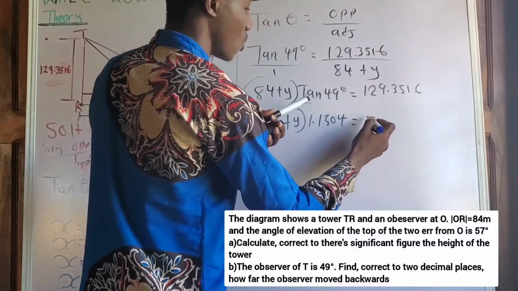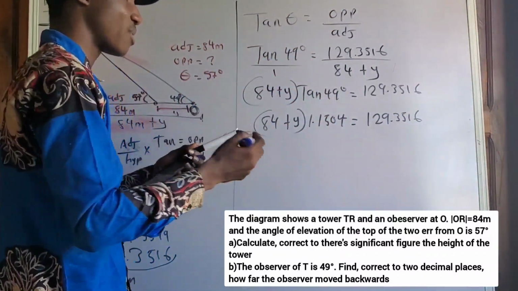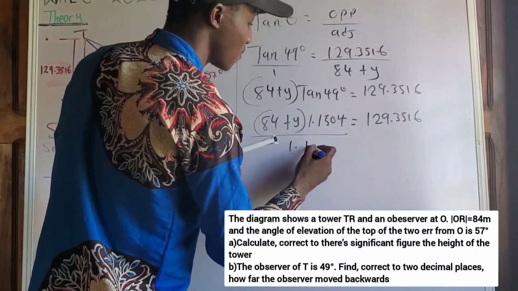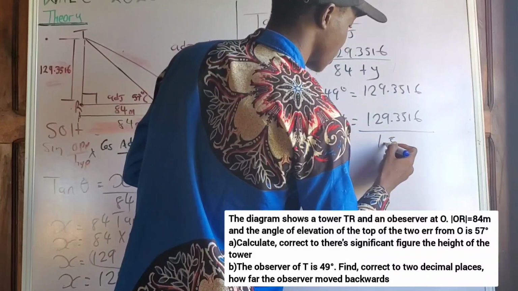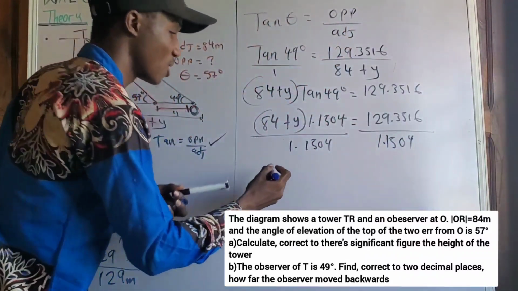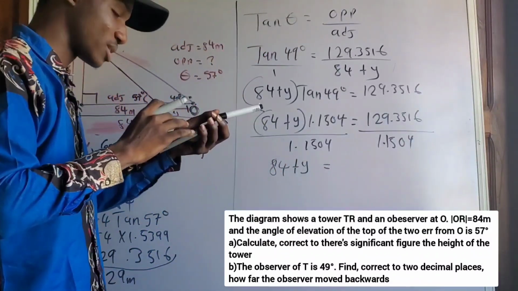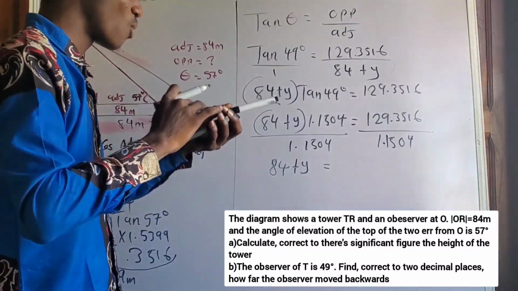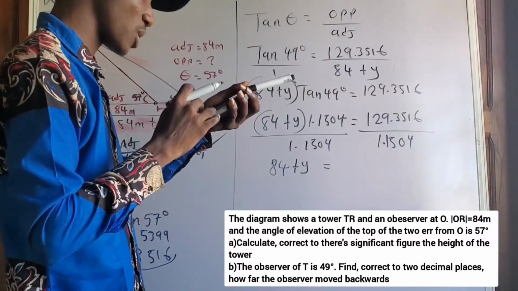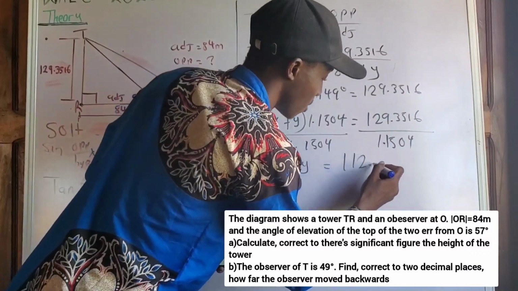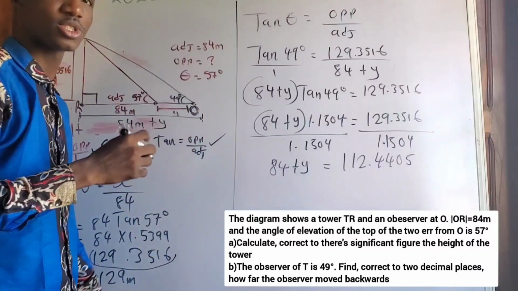So I'm going to have 84 plus y multiplied by 1.1504 equals 129.3516. Okay, we divide both sides by 1.1504. This over 1.1504 and this over 1.1504. I'm going to have 84 plus y equals 129.3516 divided by 1.1504. That is 112.4405. Okay. Now, don't forget, the goal is to find the value of y.